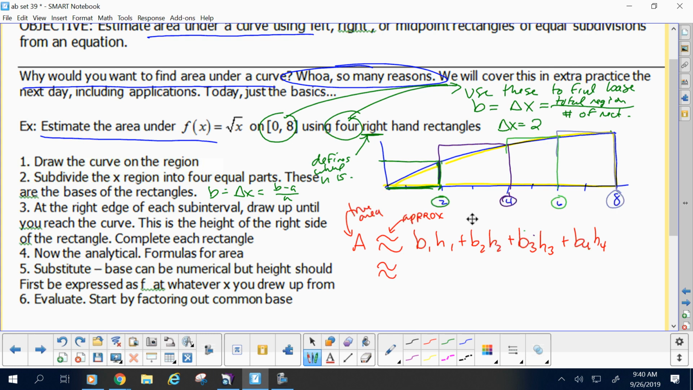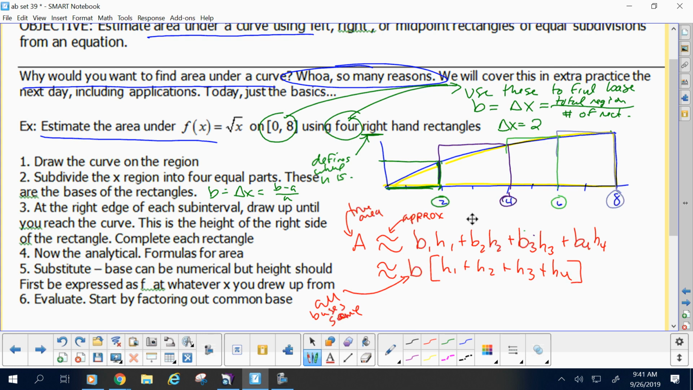Now, in this case, because all the bases are the same, you can factor out a generic base. All the bases are the same here. And the reason is because they're equal subdivisions. You will eventually sometimes do some that are unequal subdivisions, but these are equal subdivisions, equal bases, right? The heights are still in.